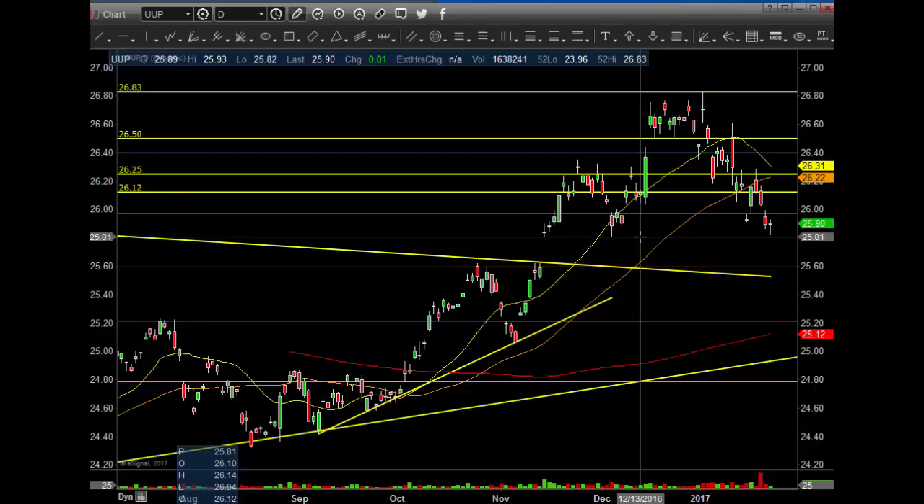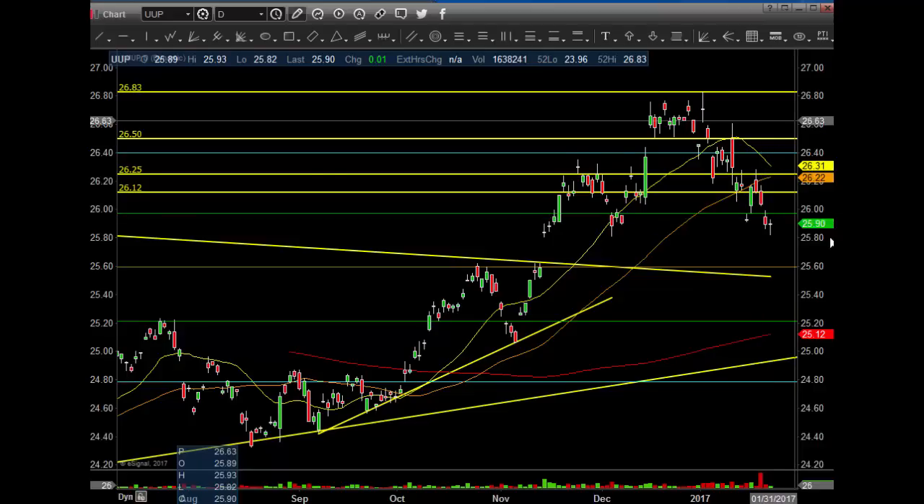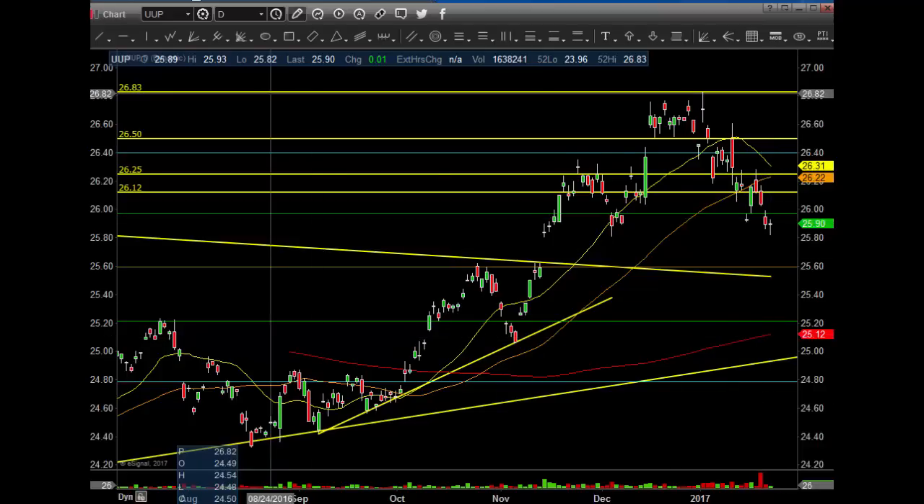So nothing to speak of yet. Just a left shoulder, a high head up in here, and then we'll see if we get one more, and then possibly the dollar shoots down.